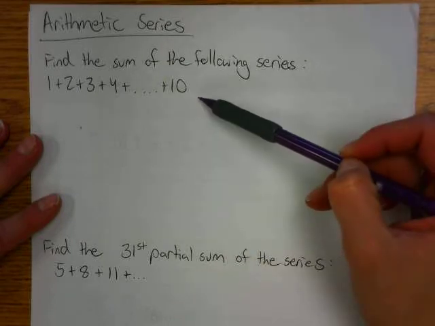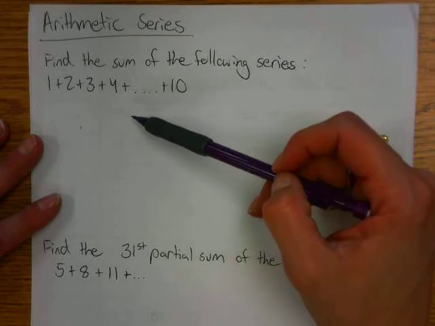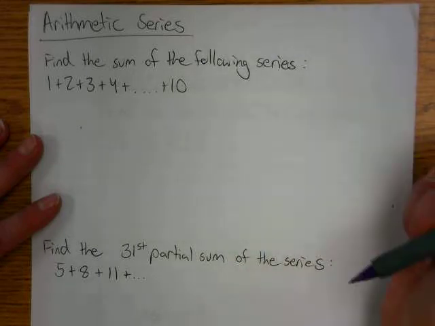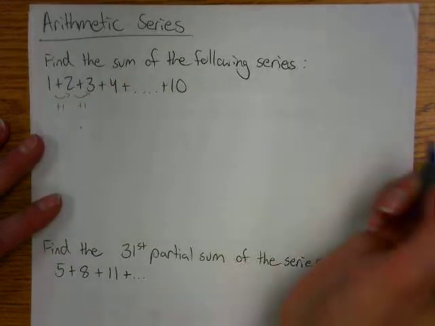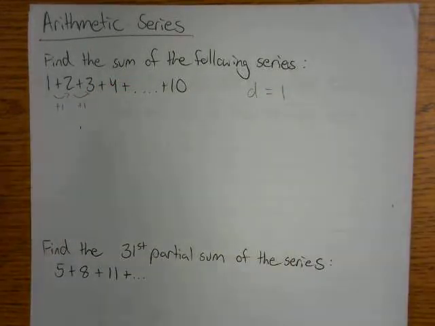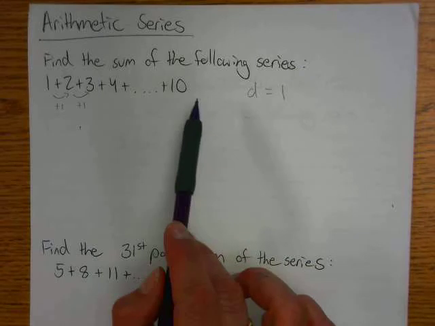So for example, here it says find the sum of the following series. I've got 1 plus 2 plus 3 plus 4 all the way up to 10. So we can see that this is increasing by 1 every time. So the common difference, D, is 1. Therefore, it's an arithmetic sequence that I'm adding up all the terms, so it's an arithmetic series.